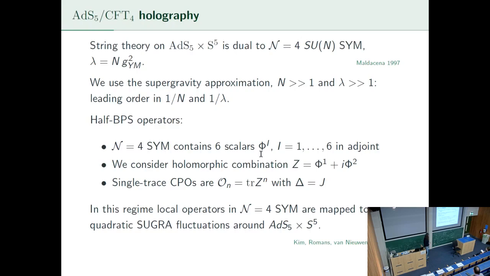And what's remarkable is that these chiral primaries are in one-to-one correspondence with the supergravity fluctuations on top of AdS5 times S5 that were classified in this paper almost 40 years ago, so long before the invention of holography.